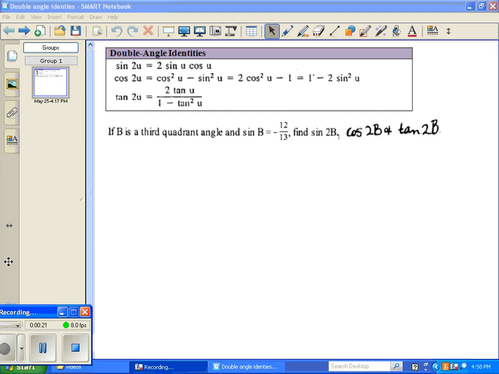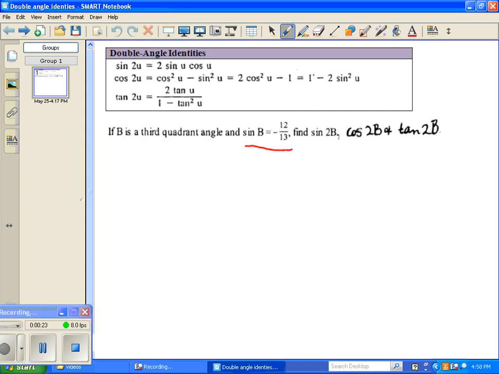So we use the fact that sine of B equals negative 12 over 13. It's in the third quadrant, that's why sine is negative. To start out, because our identities are going to include sine, cosine, and tangent, let's draw a triangle to help us figure out cosine and possibly tangent if we need to get that. So, if this is our angle here, we have this triangle.